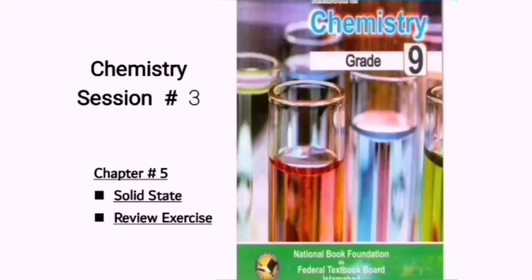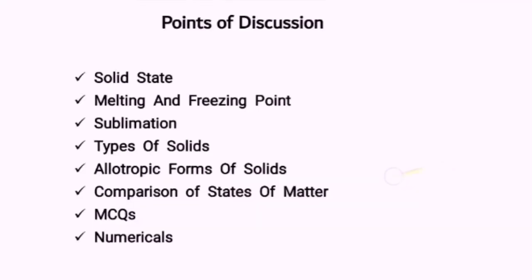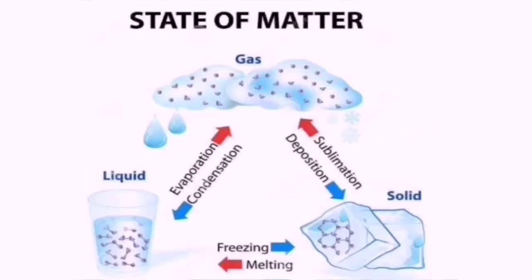We are talking about chapter number 5, and today's topic of discussion is solid state. The points of discussion are mentioned. We are going to discuss melting and freezing point, sublimation, types of solids, allotropic forms of solid, then comparison and the review exercises.